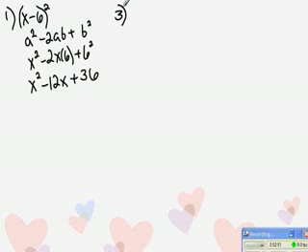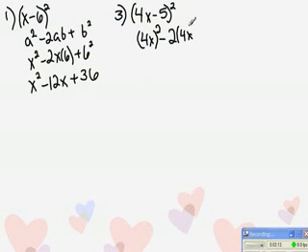Let's look at number 3. Number 3 is again the square of a difference because it has a minus sign. So I'm going to use the same pattern right here. So it's the first one squared, so 4x. Make sure you don't just square the x, you're squaring all of this. So 4x squared minus 2 times a, which is 4x, times b, which is 5, and plus 5 squared.